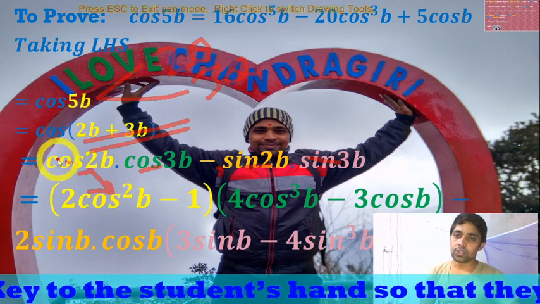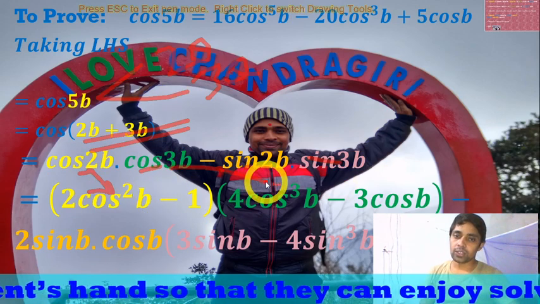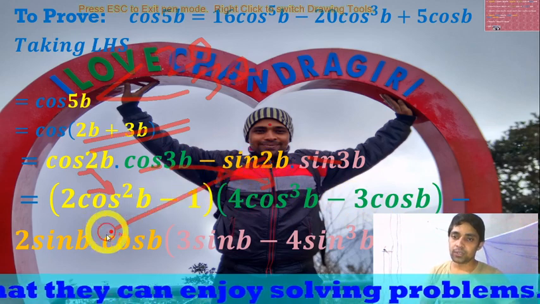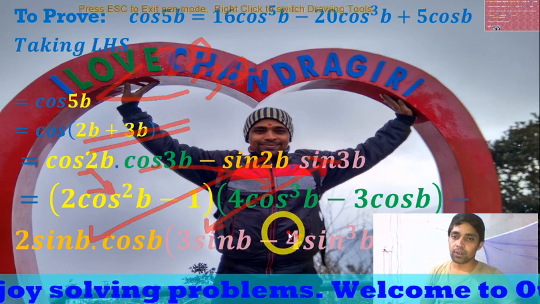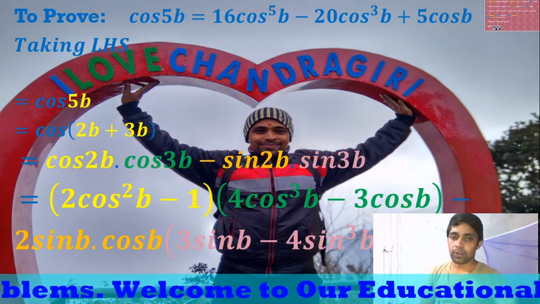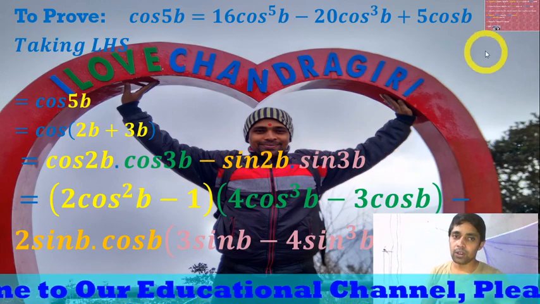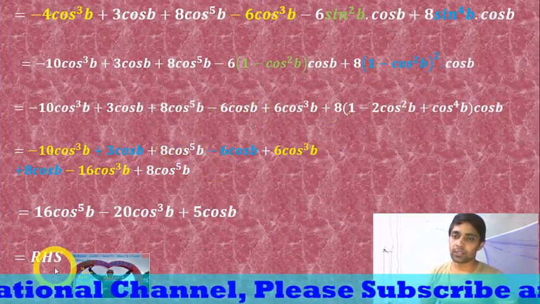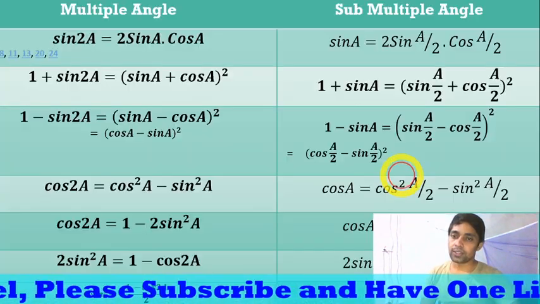We have to prove it in cos, so as far as possible we have converted everything to cos format. Cos 2θ is 2 cos^2 θ minus 1, cos 3θ is 4 cos^3 θ minus 3 cos θ. Same way sin 2θ is 2 sin θ cos θ, and sin 3θ is 3 sin θ minus 4 sin^3 θ. So these are our formulas. Then we opened the bracket, converted all the sin into cos format, and solved by addition and subtraction, and we got the final output, that is the RHS.